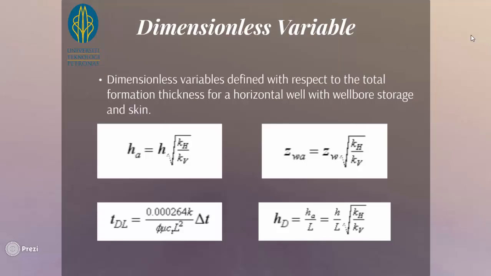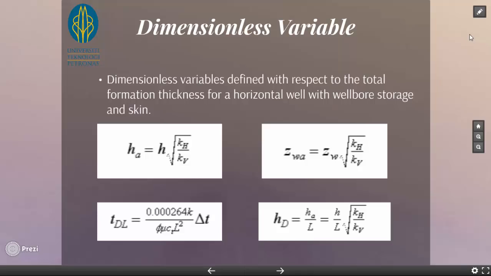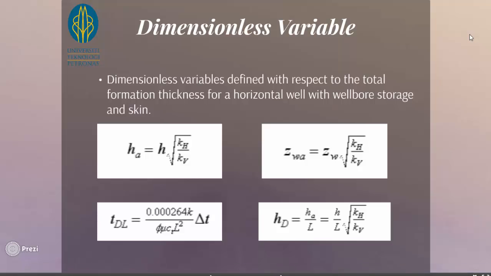Dimensionless variables for a horizontal well with well-bore storage and skin. The dimensionless variables are defined with respect to the total formation thickness in the previous equation, which gives the dimensionless pressure. In the case of permeability anisotropy between vertical and horizontal direction, an equivalent isotropic solution is used by introducing the anisotropy term, vertical permeability over the horizontal permeability, and the definition of the dimensionless vertical distance.